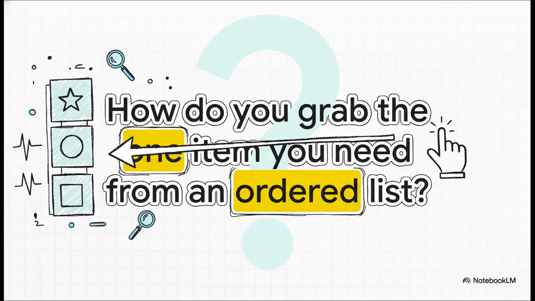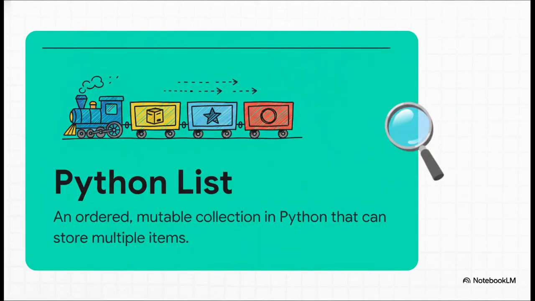So think about it for a second. You've got this perfectly ordered collection of items. Could be names, prices, whatever. They're all lined up. But how do you reach in with your code and pull out the exact one you're looking for? That's the puzzle we're solving today. And the tool for that job, of course, is the Python list. The key words here are ordered and changeable.